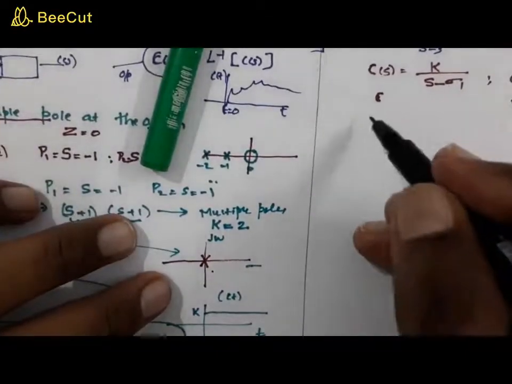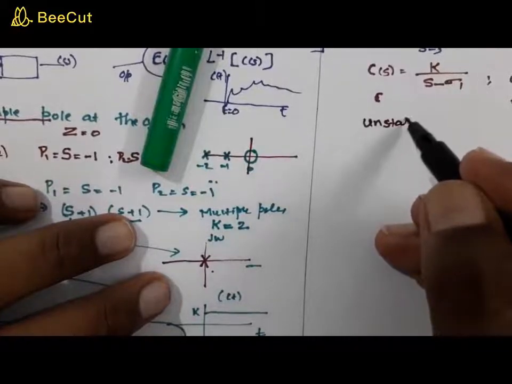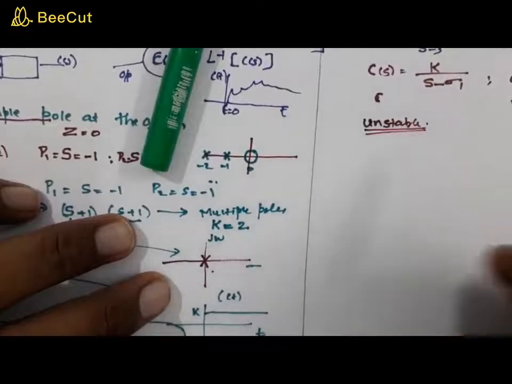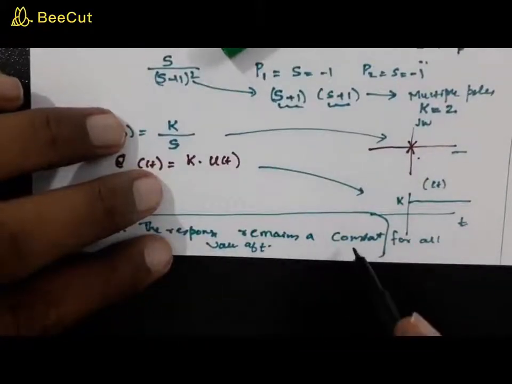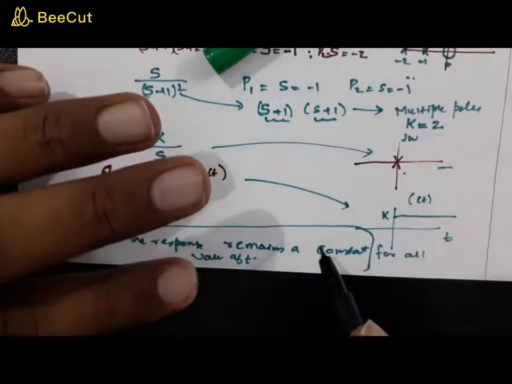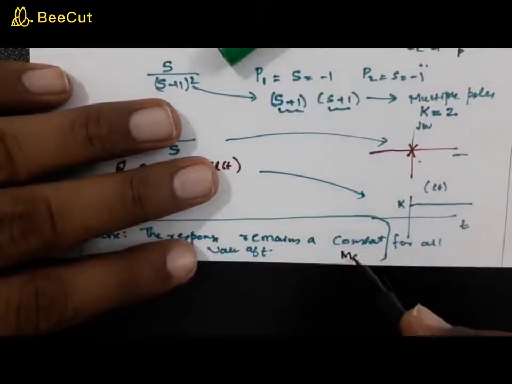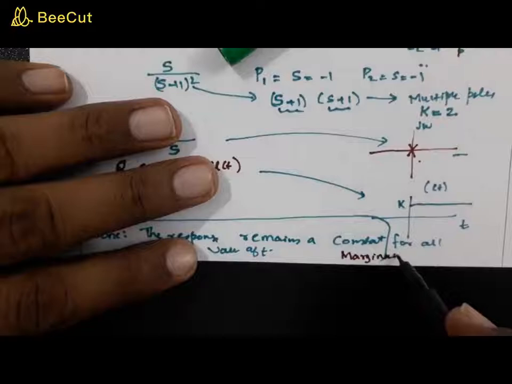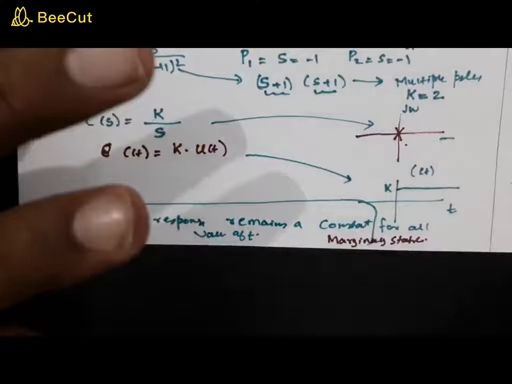So this is an unstable case, this one is a stable system, and as this one remains constant, you can neither classify it as a stable system nor an unstable system. You can call this a case of a marginally stable system. That means it can go either to the left or to the right.